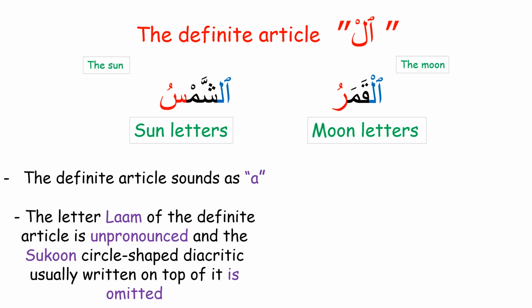Whereas for the second group of sun letters, the definite article is pronounced as a, and beside cancelling tanween at the end of the indefinite noun, we also have to associate a shadda to its first letter. Please note that in this particular case, the letter lam of the definite article is unpronounced but still written. Therefore, we should discard the sukoon usually written atop of it to indicate that it should be unpronounced.